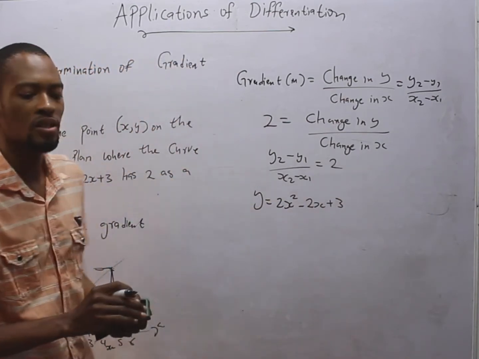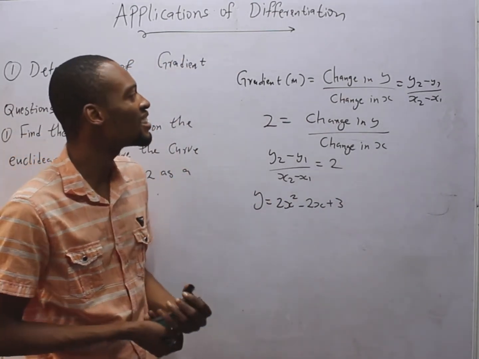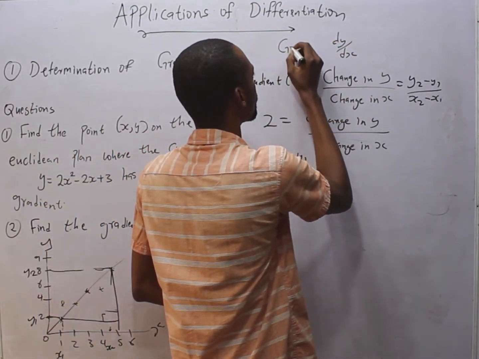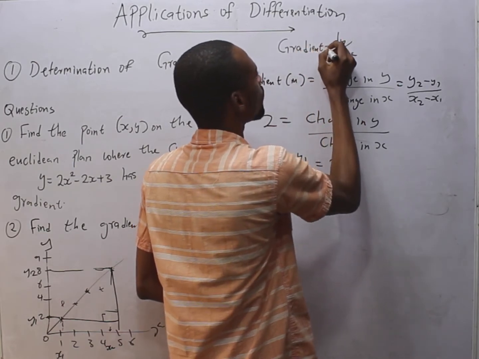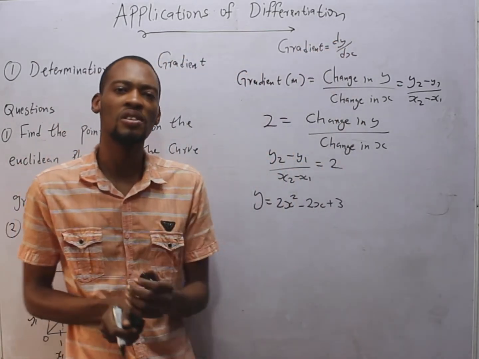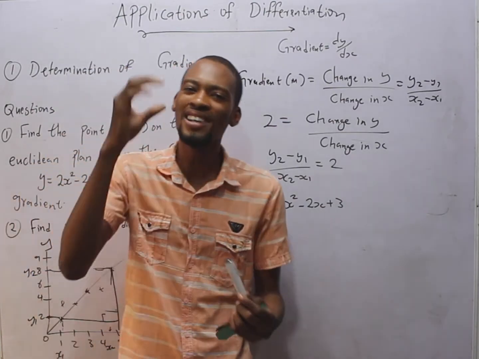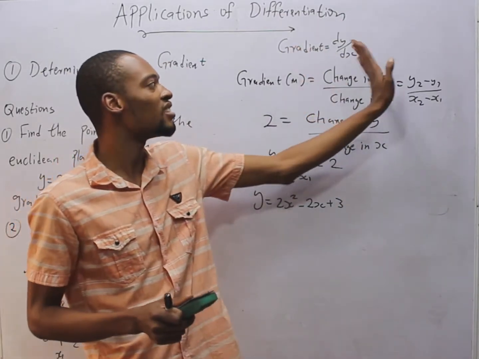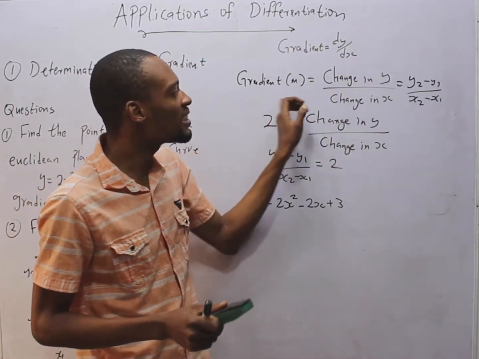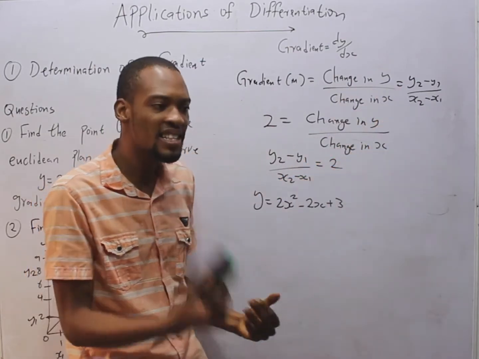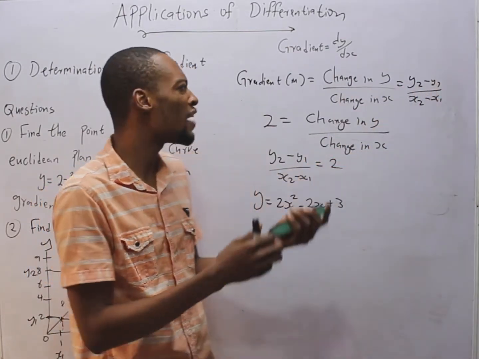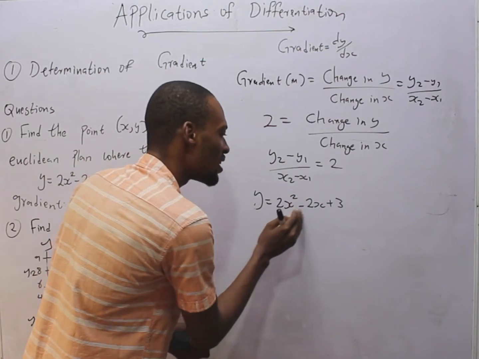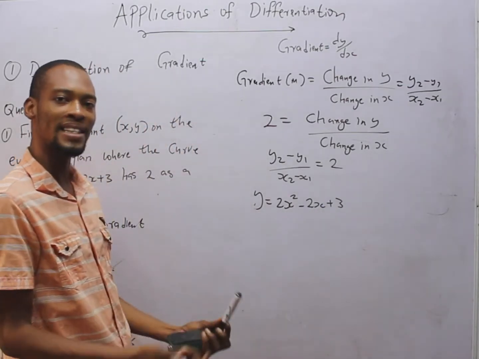Look at something. Looking at gradient, gradient is also equal to dy over ds. So when you differentiate a function, what you arrive at is also the gradient of that function, giving us three ways of finding gradient: differentiating, finding dy ds, gradient, changing y over changing s, gradient equals y2 minus y1 over s2 minus s1. So if y is equal to 2s squared minus 2s plus 3, what is dy ds?